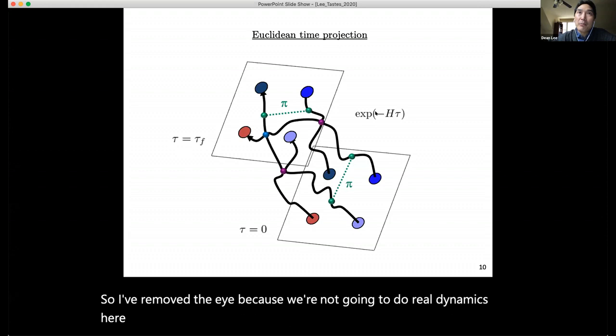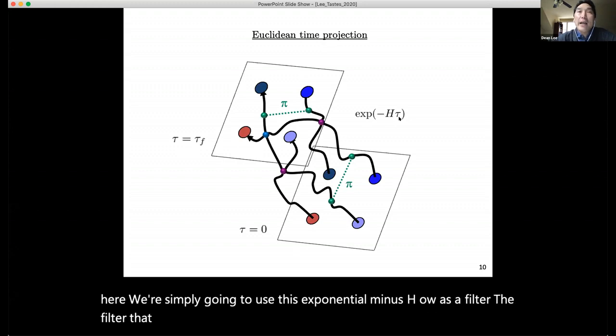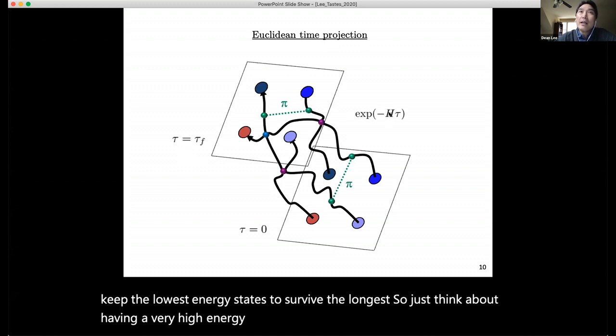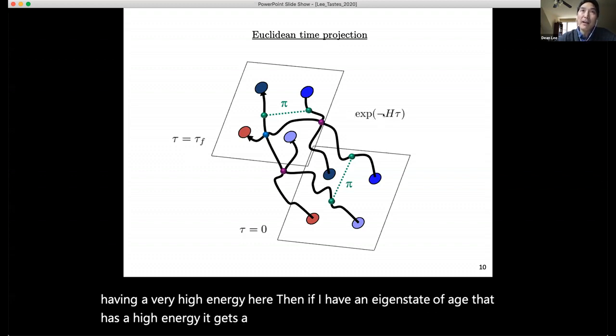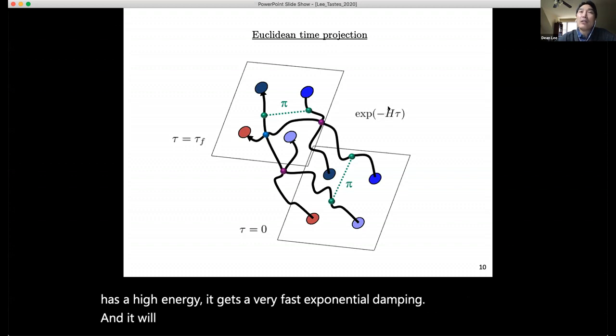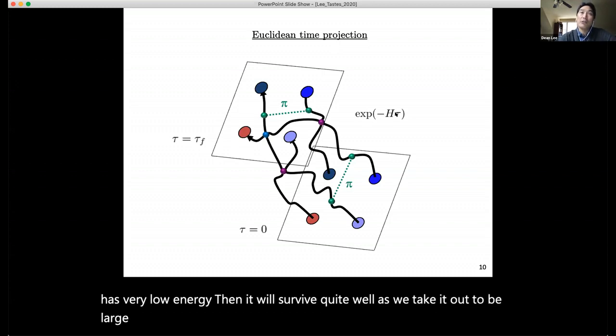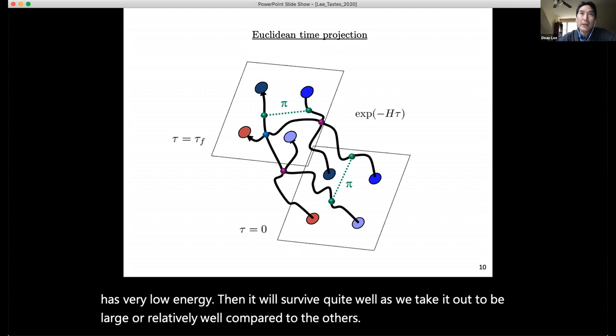We're simply going to use this exponential minus H tau as a filter that will kill the high energy states of the Hamiltonian H, and will keep the lowest energy states to survive the longest. So just think about having a very high energy here. If I have an eigenstate of H that has a high energy, it gets a very fast exponential damping factor, and it will die away. Whereas if you have an eigenstate that has very low energy, then it will survive quite well as we take tau to be large, or relatively well compared to the others. OK, so that's what we do here.